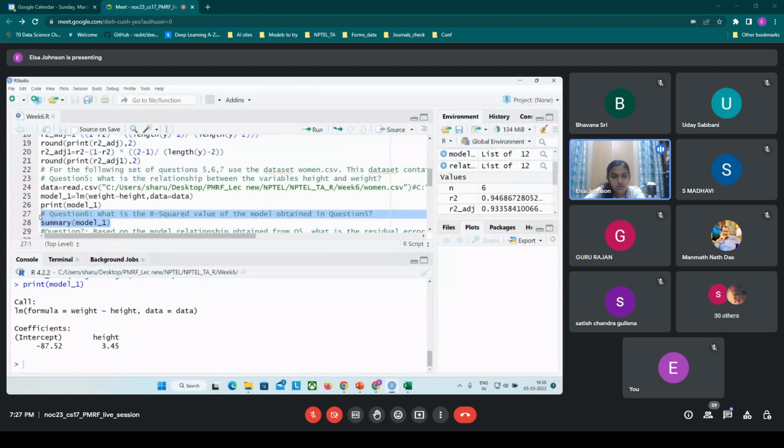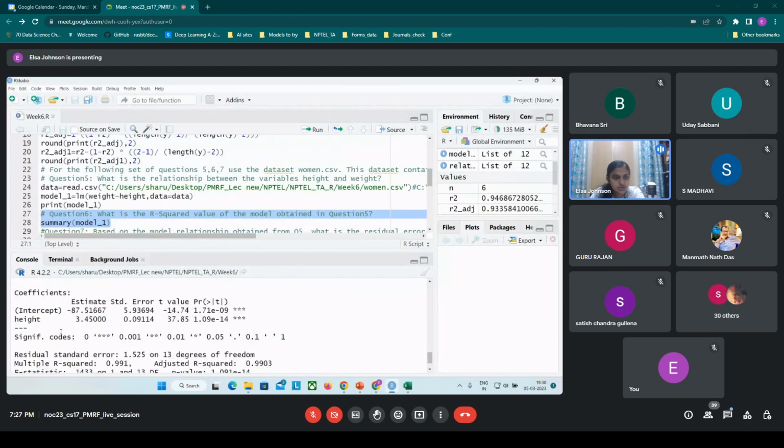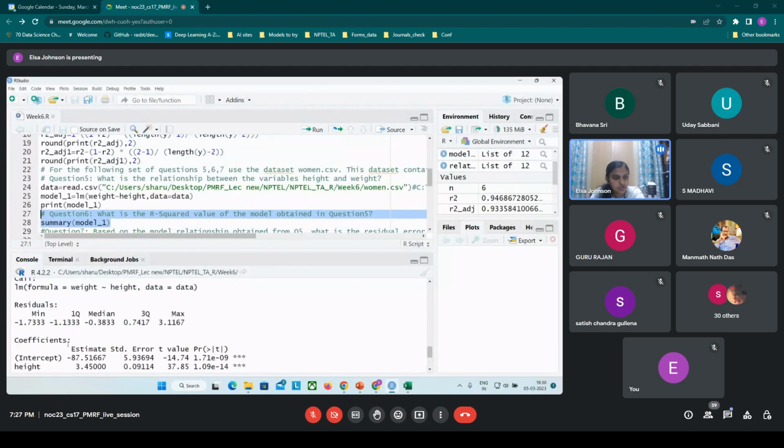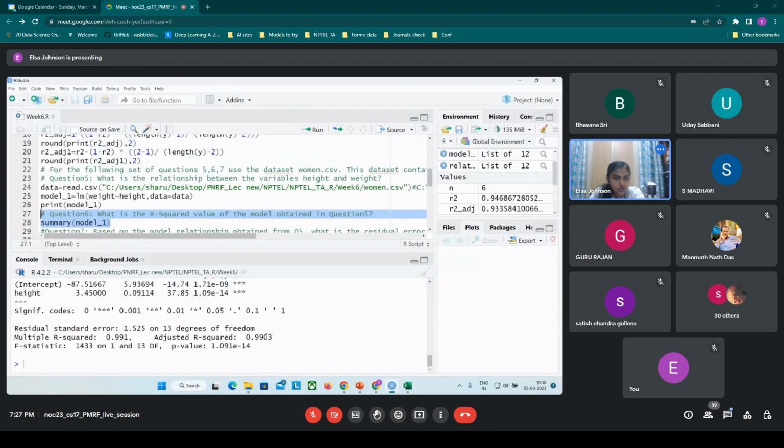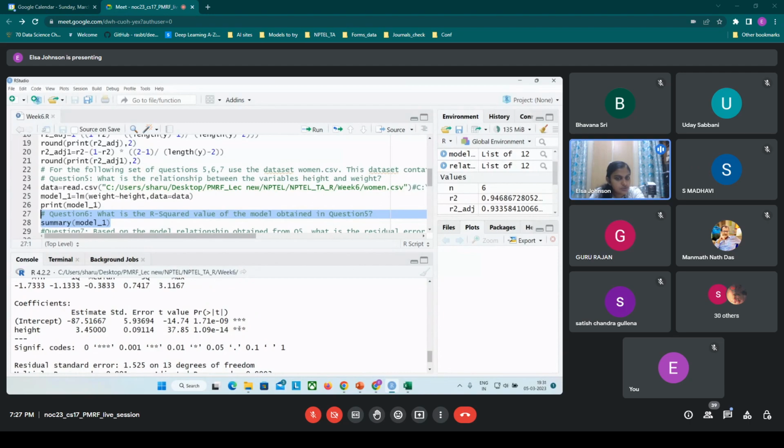If I run the summary of model 1, this is something you have seen in your lecture videos. The residuals, all the quartiles as well as the mean, median, and max are given. Then the coefficients, the intercept and height, are here: the estimated values, then the standard error, then the t statistic value, and then the p value. Here the p value has 3 stars.